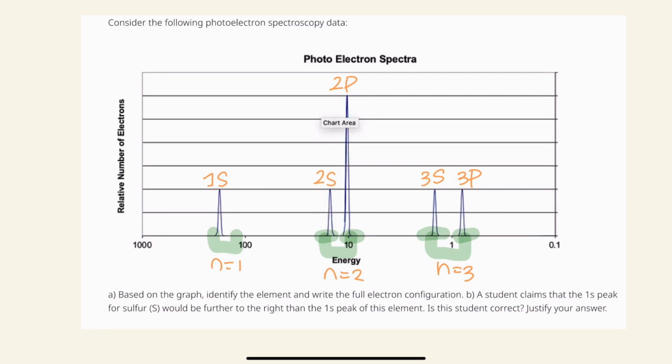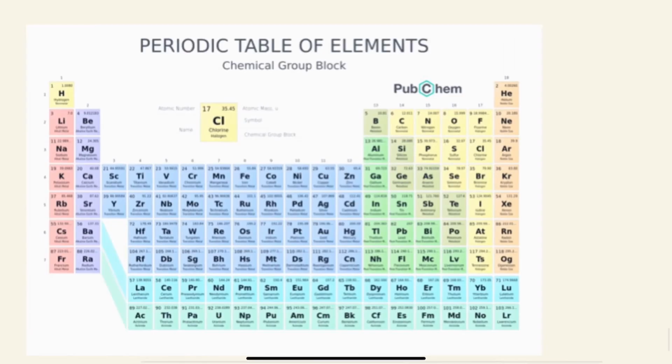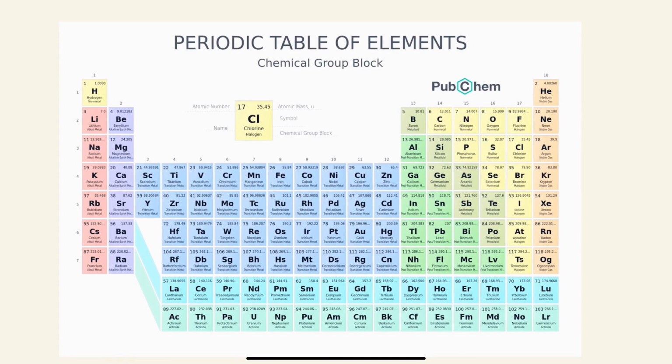In my first one, I have 2 electrons. I have 2 electrons again, and for 2p, I have 6 electrons. I have 2 here and 2 here. Let's look at what I end at. I end at 3p2. I'm going to go to the periodic table and find 3p2.